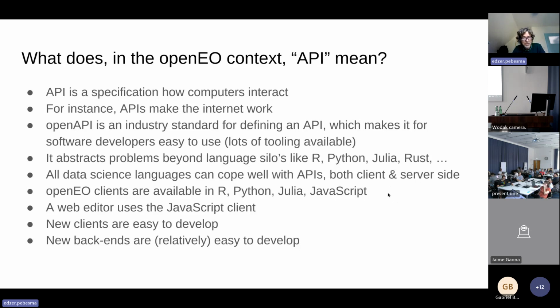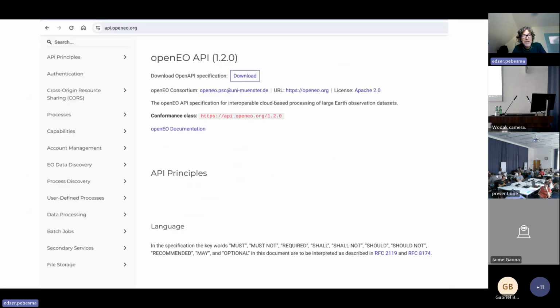And that's actually what's being done. So these clients are available and try to speak a native language, so to speak, connecting to how people in R or in Python are used to dealing with problems and programming to solve them. There's a web editor that uses the JavaScript client that Patrick showed yesterday, and you will probably see later today. And new clients are pretty easy to develop. New backends are also relatively easy to develop, and that is also happening.